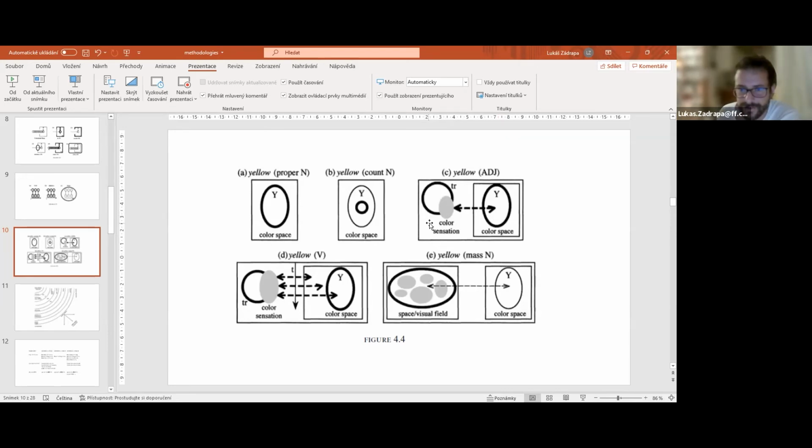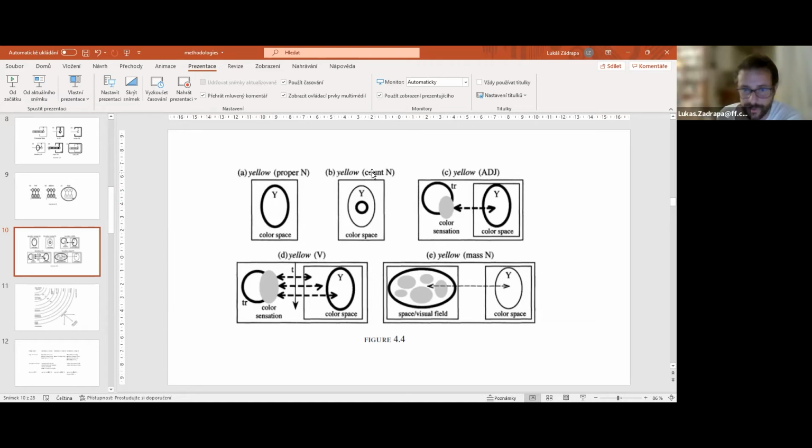And then we have this trajectory here, which is the object that perceives something as yellow. And then we can have this verb, but we can see different kinds of nominalization. For example, we have this nominalization yellow, which means the yellow color. So it means this is a domain in the space of colors. This is simply a kind of color field.